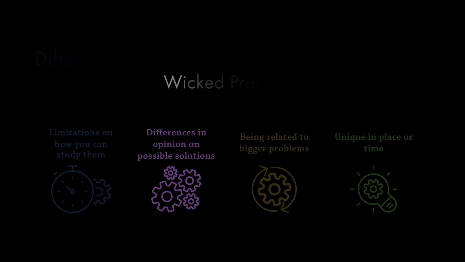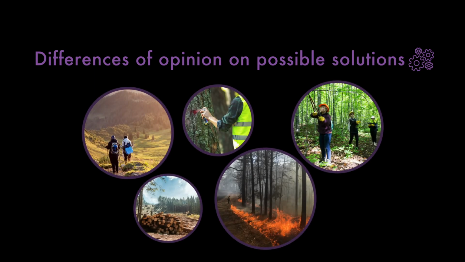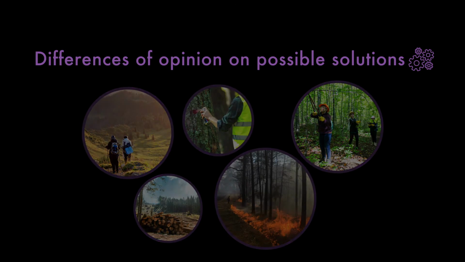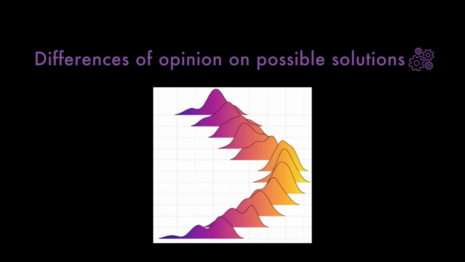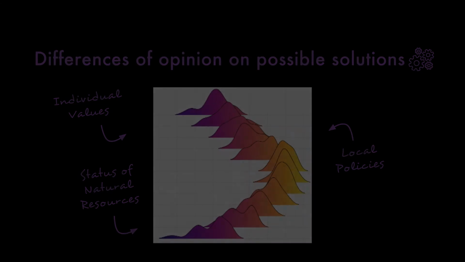Now, when it comes to problems at the interface of people and the environment, it's also true that there are no right answers. Rather, there are what I call distributions of solutions. The way the problem or system is conceptualized or described influences that solution set. And that conceptualization can also be influenced by many factors such as individual values, local policies, the status of natural resources, etc. The result is that any one solution that may seem ideal to some may have impacts on others.